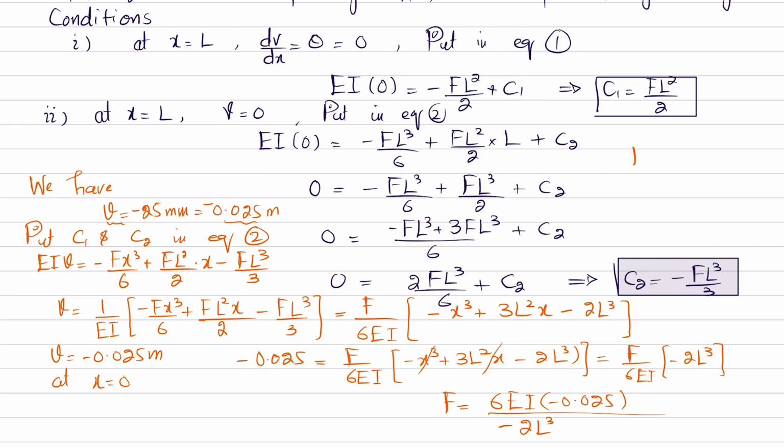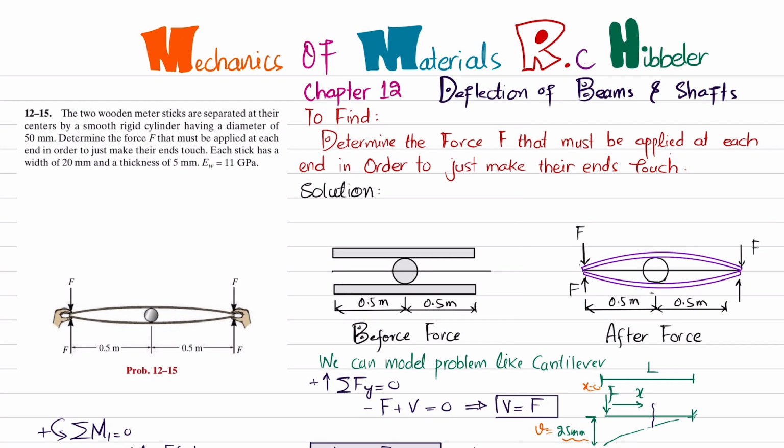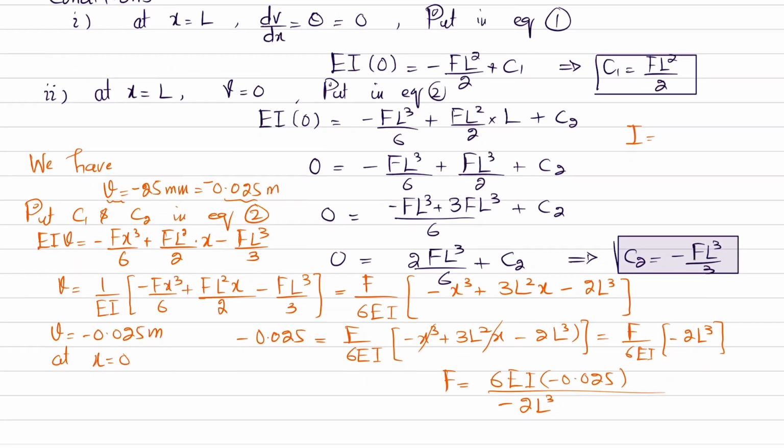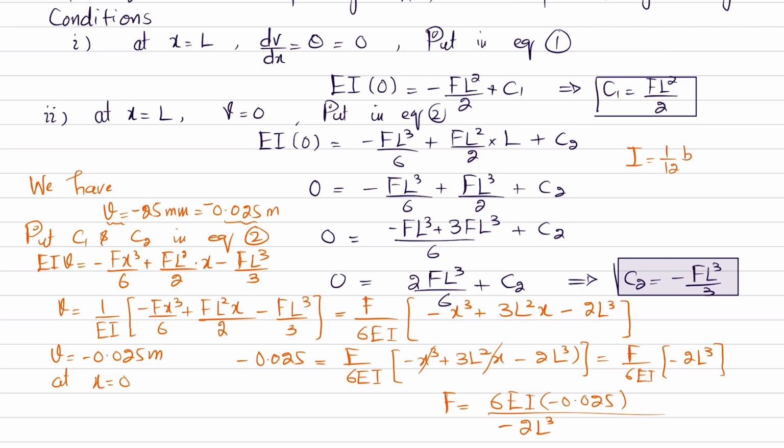Now we do not have I, so you can see that we have been given that the width of this wooden stick is 20 millimeter and the thickness is 5 millimeter. So I will be equal to, for a rectangular cross section, I is equal to 1 over 12 bh cube. So 1 over 12, b is 20 millimeter, which is 0.02 meter, and height is 5 millimeter, which is 0.005 cube. And when you calculate it, you will get I equal to 0.208 into 10 raised to the power minus 9 meter to the power 4.